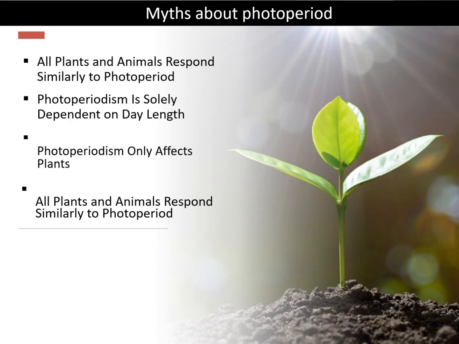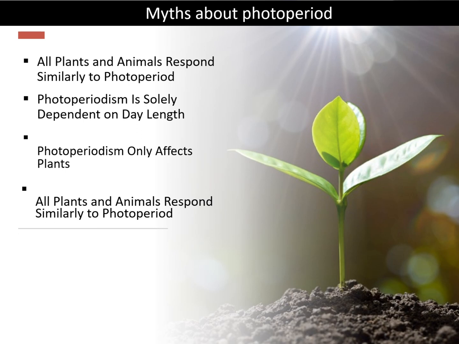So now we'll move towards myths about photoperiod. There are certain myths about photoperiod, so we'll go through them one by one. The first one is that all plants and animals respond similarly to photoperiod. It's not the case. Different plants and different animals respond differently to photoperiod, as they have different cells and different tissues and systems. That's why they respond differently to photoperiod.